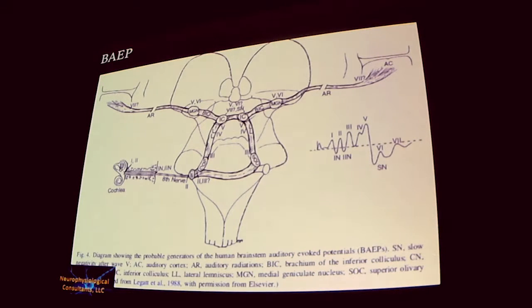This shows it again. So again, cochlea. Wave 1 is the distal 8th nerve. And wave 2, somewhere in between the 8th nerve and the cochlear nucleus. Wave 3, between the cochlear nucleus and superior olivary complex. There is a decussation. Wave 4 and 5 occur contralaterally. And then wave 6 and 7 might be the medial geniculate nucleus in the thalamus, or they might be higher in the auditory pathways.